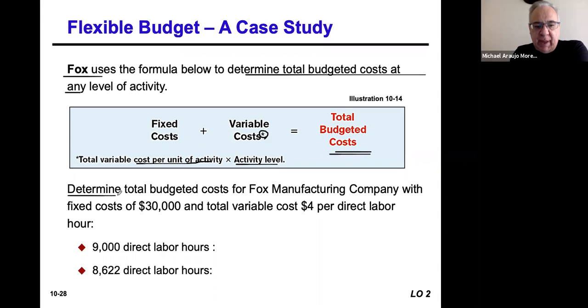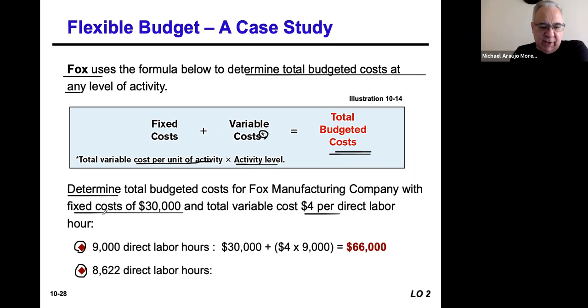So determine then the total budgeted cost for Fox Manufacturing when they have fixed costs of $30,000 and variable costs of $4 per direct labor hour. Okay. First thing they want you to do is at 9,000 direct labor hours, and then at 8,622 direct labor hours.